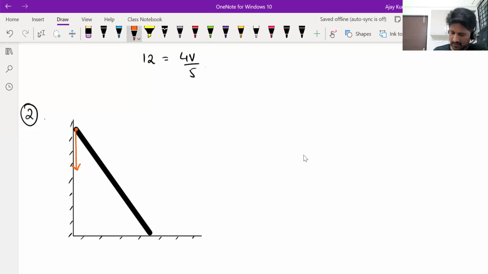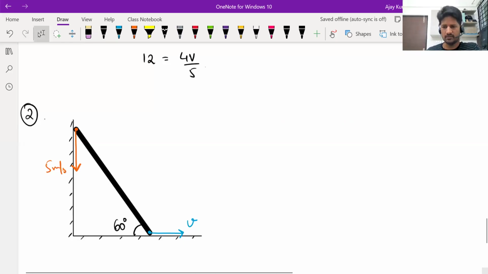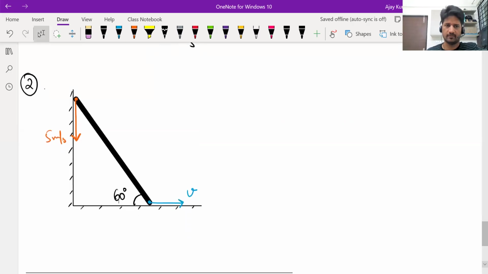Let's say it's moving down at this particular instant with a speed of 5 meters per second. And the lower end of the rod, mark it in blue, has to slide along the floor. Let's say it's sliding with some speed v. If this angle is 60 degrees, calculate v. Do it all of you. What is the speed of the other end of the rod? Type your answers in chat. The rod is a rigid body. You can make use of that fact.